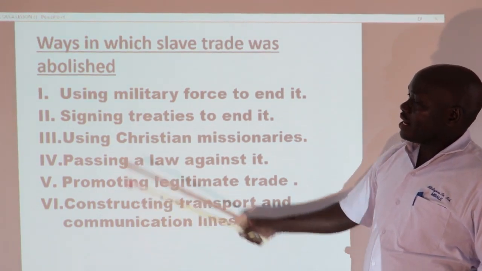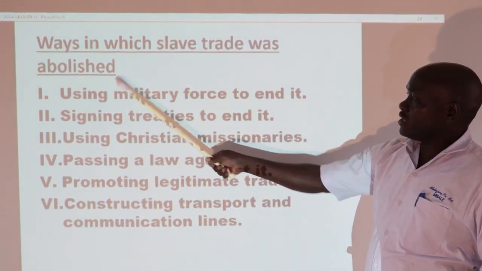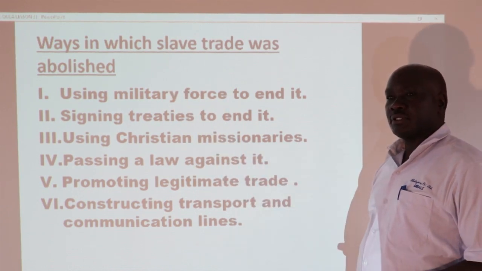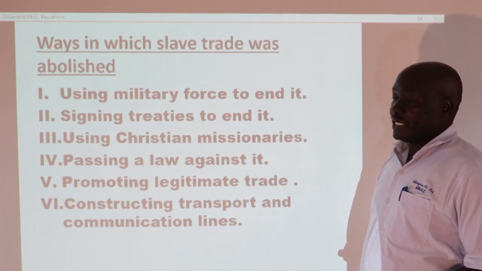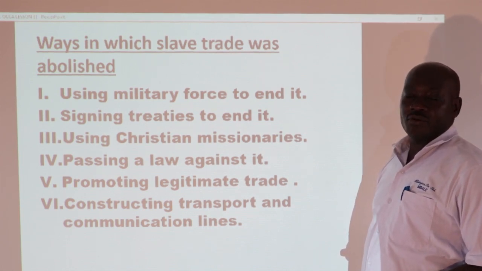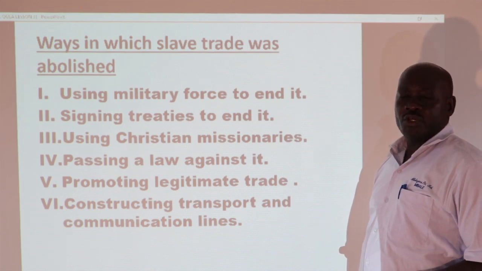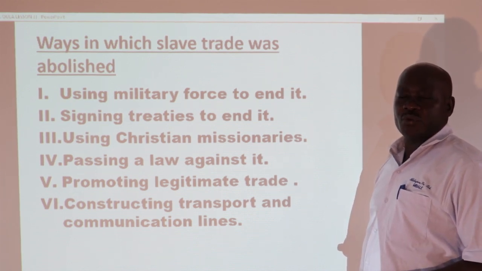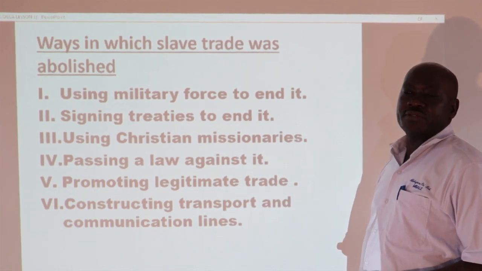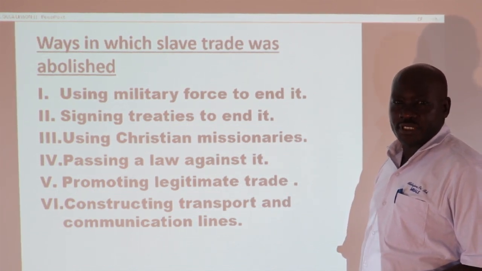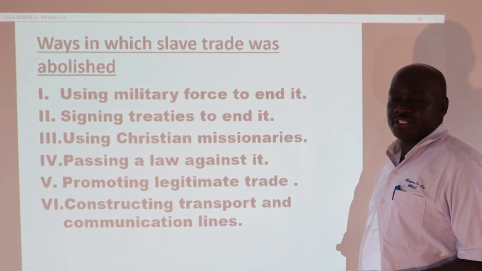Now, here we have ways in which slave trade was abolished. How was slave trade stopped in Africa? There were several ways they were using to end slave trade. One was use of military force, meaning that the slave masters, the people who were carrying out slaves, were forced to end it forcibly. They were not willing to end it.